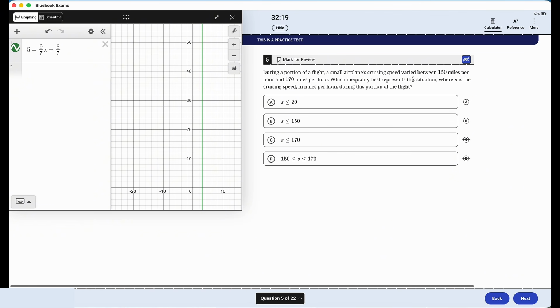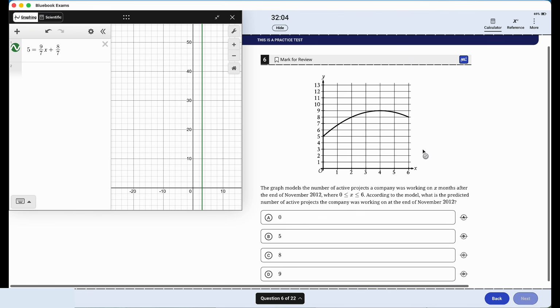Next one, during a portion of flight, an airplane's cruising speed varied between 150 miles per hour and 170 miles per hour. Which inequality best represents the speed? There's literally nothing to do here. They're literally telling you speed, S, has to be between these two numbers.